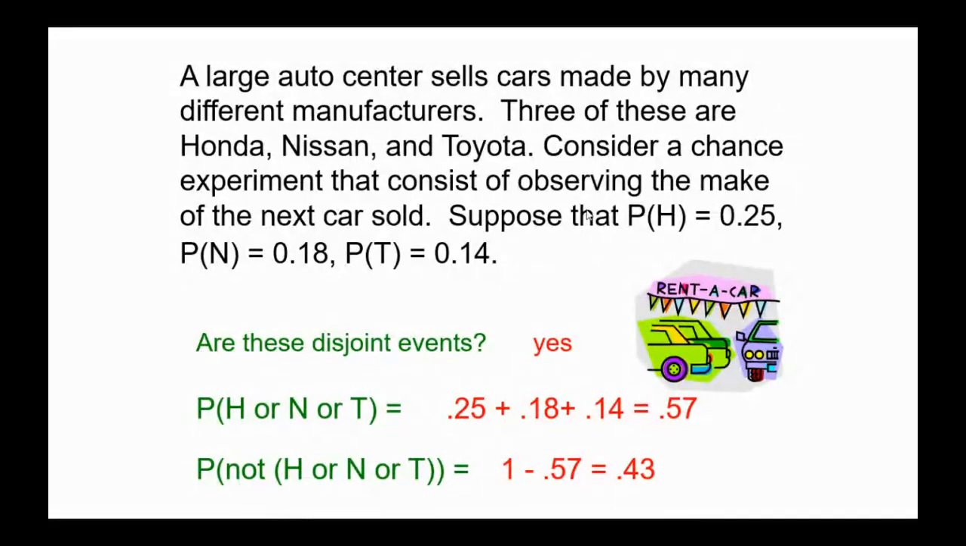Okay, so probability would be 0.43. 1 minus 0.57 is 0.43.